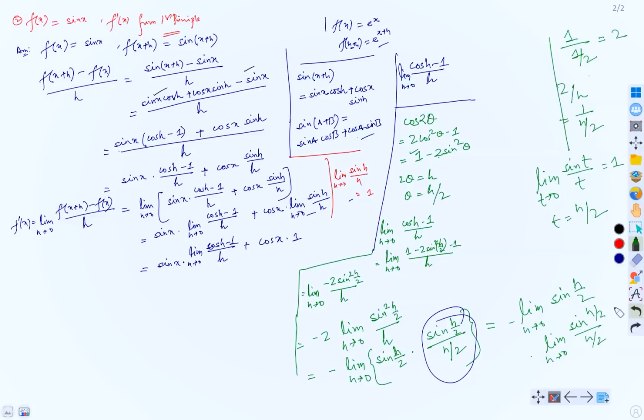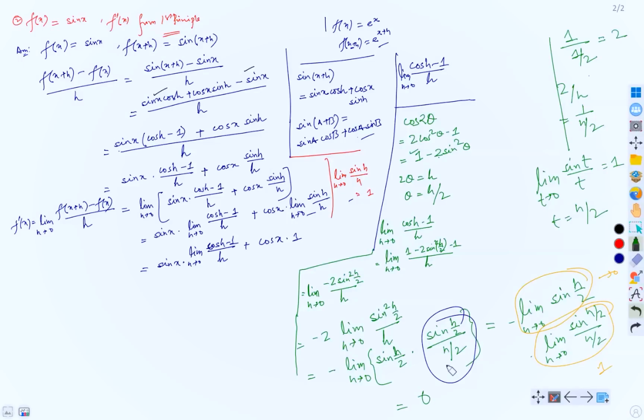This one is, I am using different color. This one is 1 and this one is 0. Yes, because limit h tends to 0, sine h by 2 will also tend to 0. Therefore, finally, we have from here this equal 0. Okay.